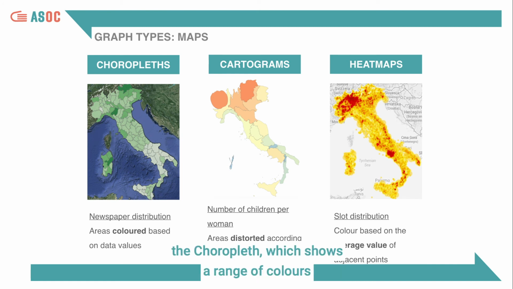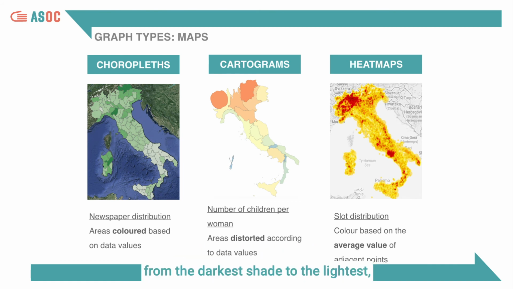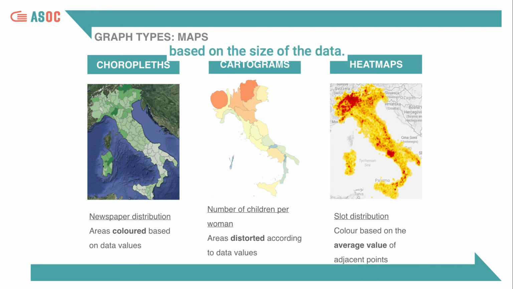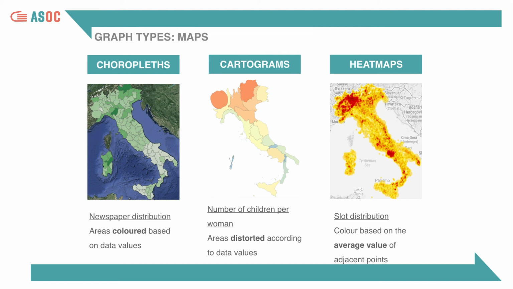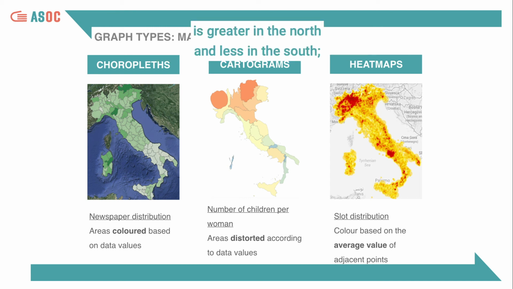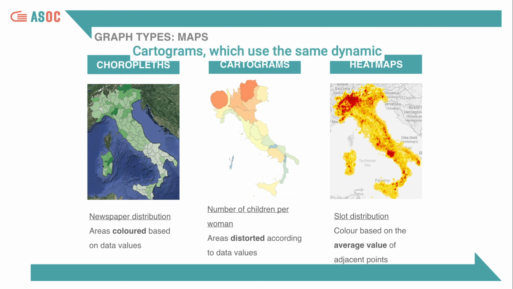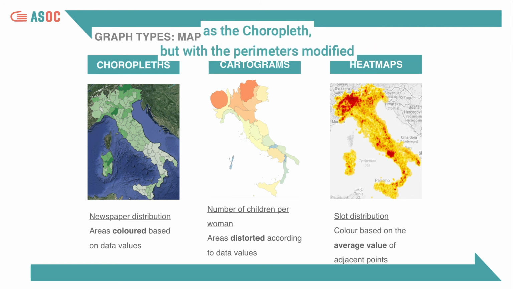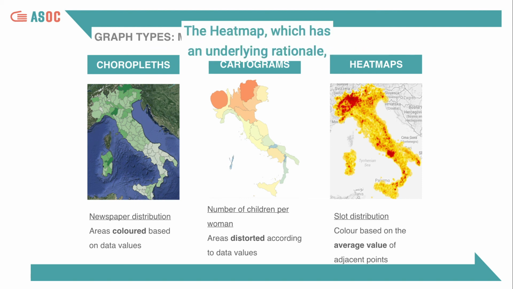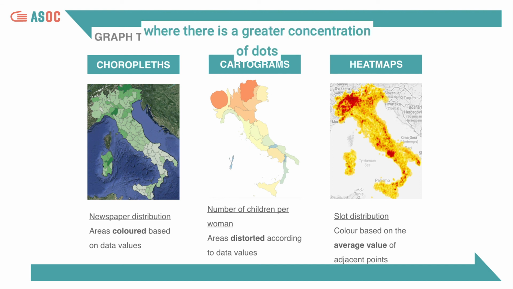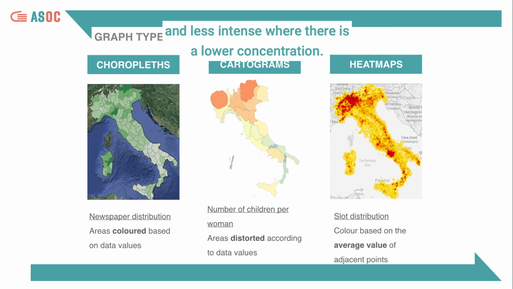The choropleth, which shows a range of colours from the darkest shade to the lightest, based on the size of the data. In this case, we see that the circulation of newspapers is greater in the north and less in the south. Cartograms, which use the same dynamic as the choropleth, but with the perimeters modified according to the quantity of the data. The heat map, which has an underlying rationale, shows the colour of the map as more intense where there is a greater concentration of dots, and less intense where there is a lower concentration.